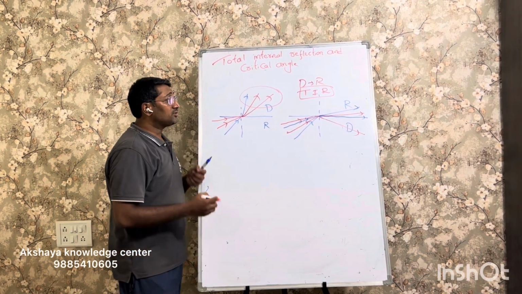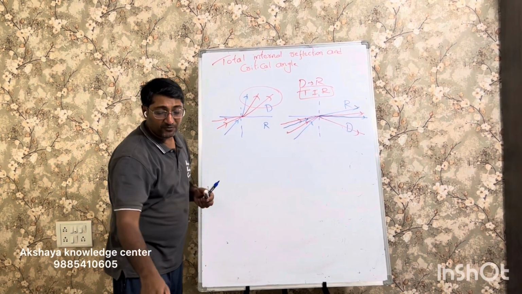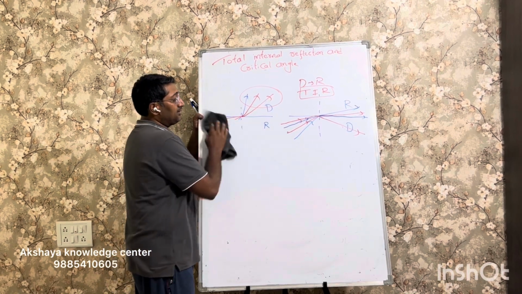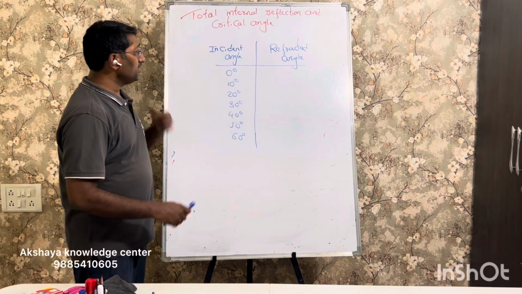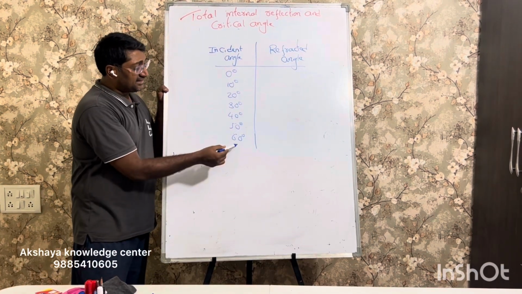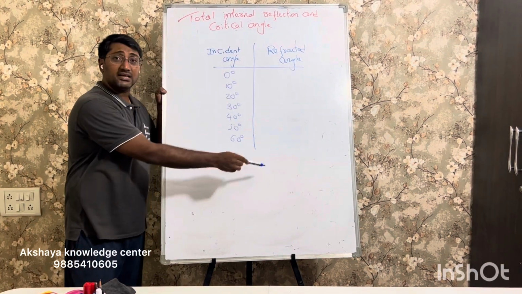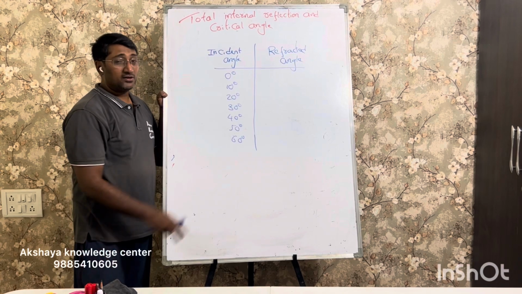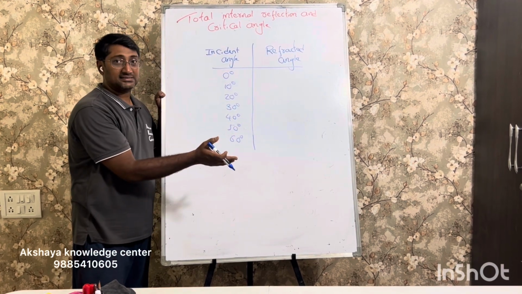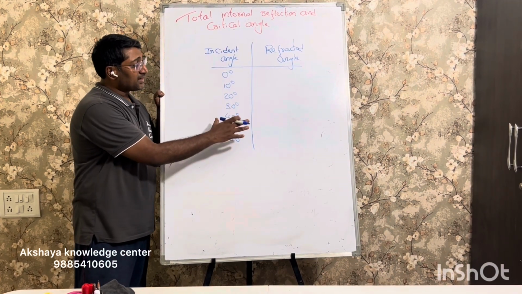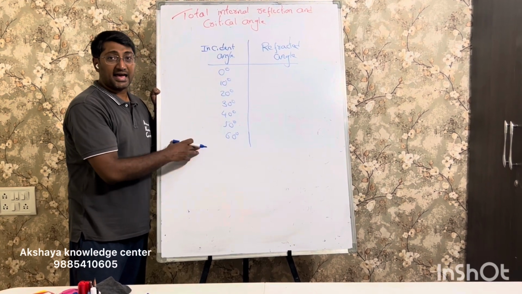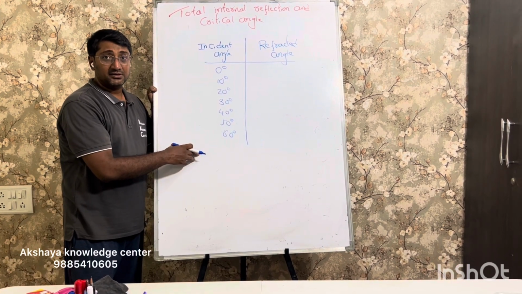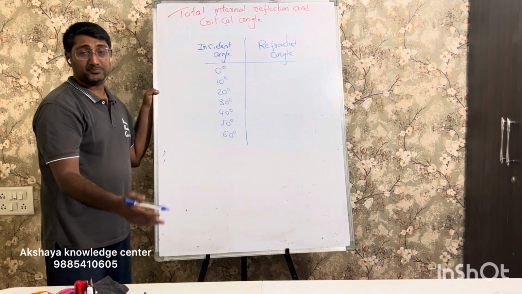Now I want to demonstrate the activity, but before that there is a table. Let's write the table. I have the table on the board. As you can see, these are the incident angles and these will be the refracted angles. We are not going to write reflected angles. And once we complete this table, we are going to learn about the critical angle of refraction. So let's go ahead and see the experiment right now.